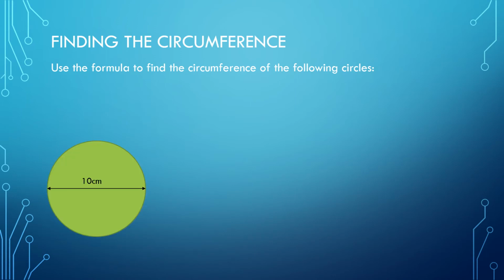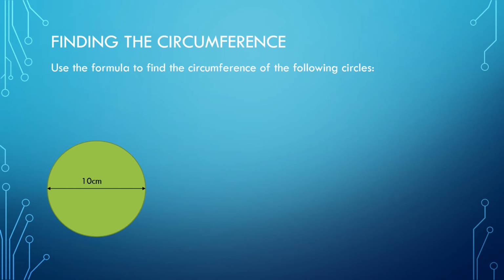let's consider this circle here. We want to know the circumference of that. Now we can normally find the diameter relatively easily because we can just use our ruler and measure it, but because our ruler isn't curvy, we can't very easily measure the circumference. So we need to use the formula here to help us find the answer.